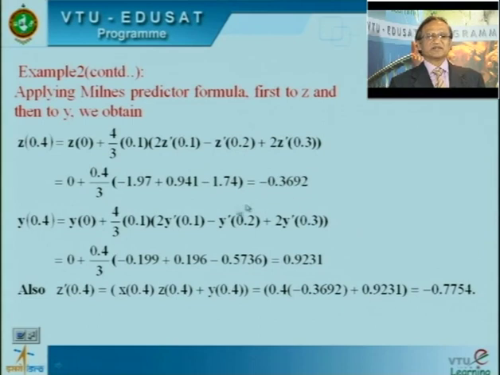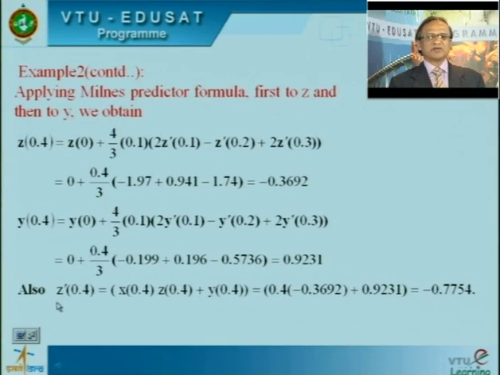So, Milne's predictor value. Exactly in a similar way you can substitute y at x equal to 0, y single prime at 0.1, y single prime at 0.2, y single prime at 0.3. So, substitute in this formula and simplify, we can obtain 0.9231. So, these two formulas we call Milne's predictor formulas corresponding to z and y, right.